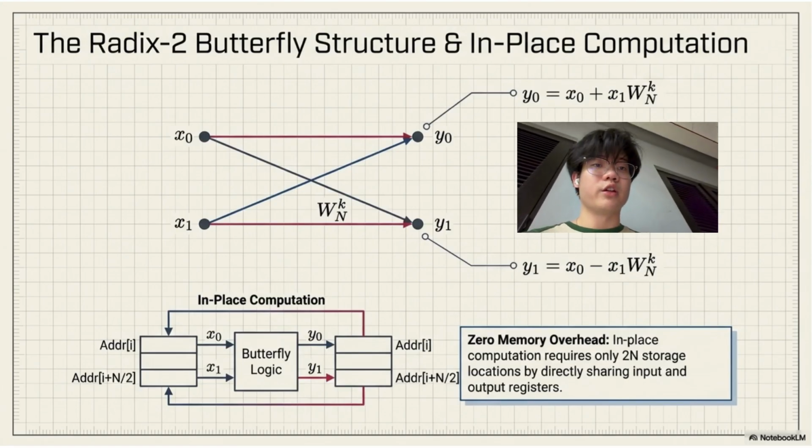The fundamental building block of the FFT is the butterfly structure, named after the wing-like crossing of a single flow path. In a radix-2 DIT butterfly, two complex numbers A and B are combined using a complex phase rotation factor called a twiddle factor.